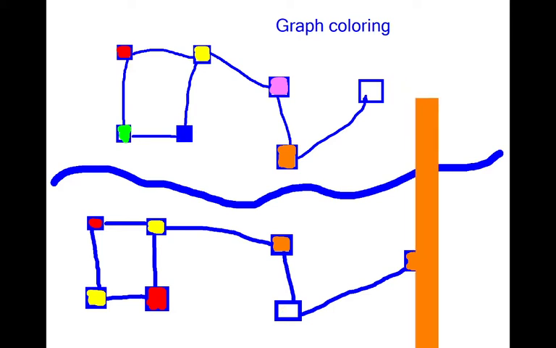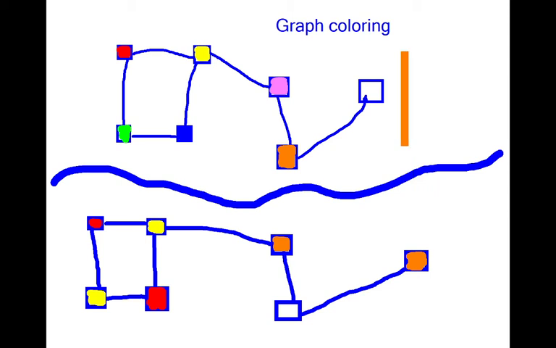Now if you see here, we have colored the complete graph using 1, 2, 3, 4, 5, 6, 7 colors, right? But in the case of the bottom graph, we have colored the complete graph using 1, 2, 3 and 4 colors, right? So both of these problems have been solved.